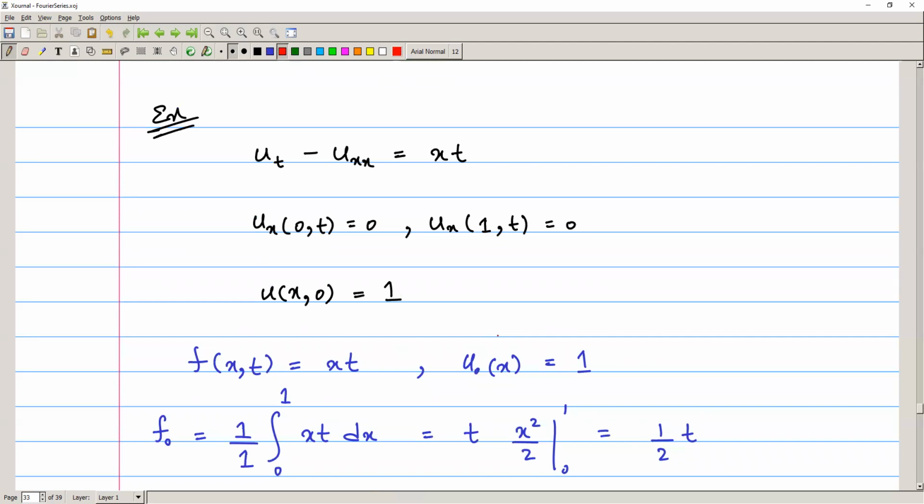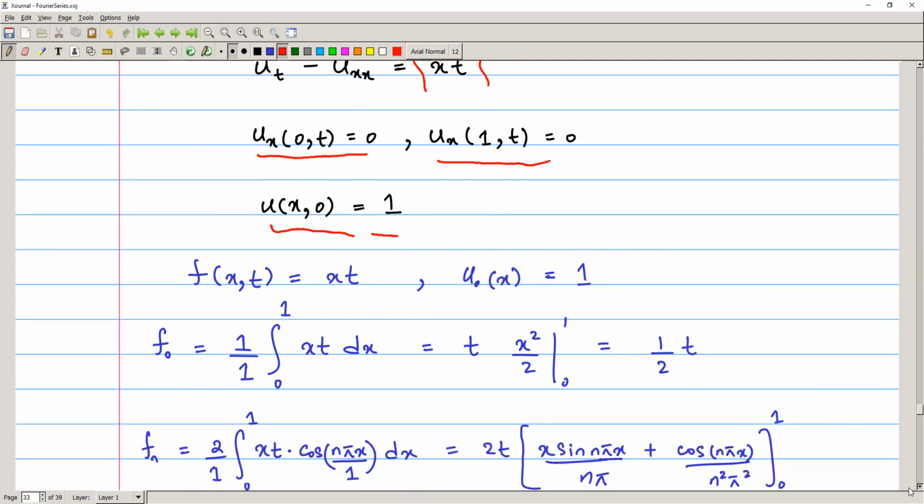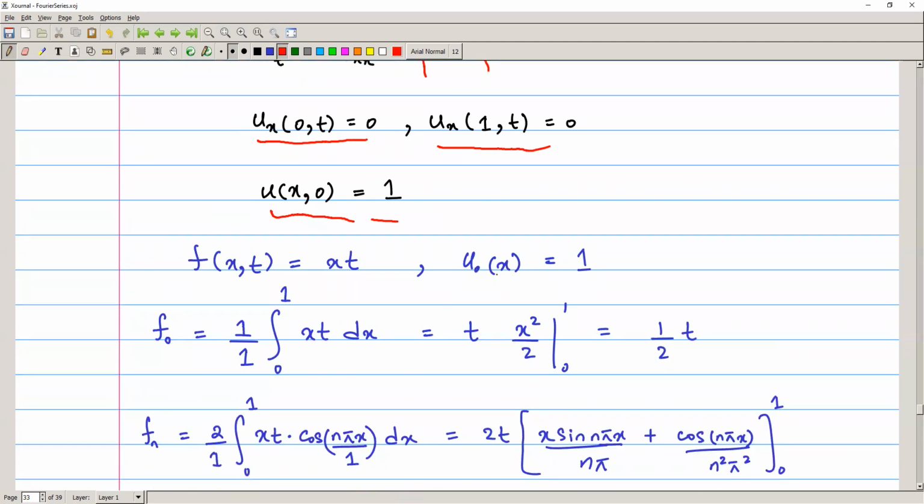Given that ut minus uxx is equal to xt, so this is the heat source we have that makes the equation non-homogeneous, and these are the Neumann boundary conditions, and we need homogeneous boundary conditions. So here we have the homogeneous boundary conditions, right? So we can proceed with the eigenfunction expansion, and this is the initial condition, right? So f of x,t is equal to xt, and the initial condition is equal to 1. Therefore, F naught is equal to 1 over L, that is 1, times the integral of the function of x,t dx. So from this, we get t over 2.